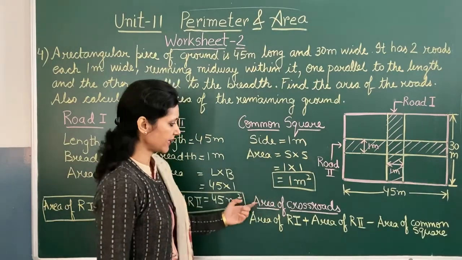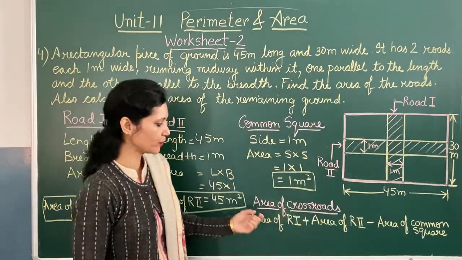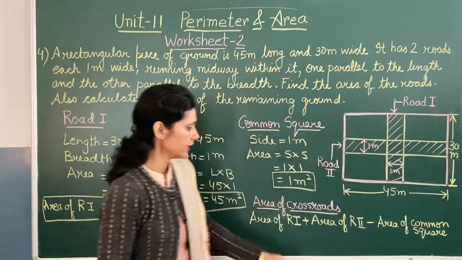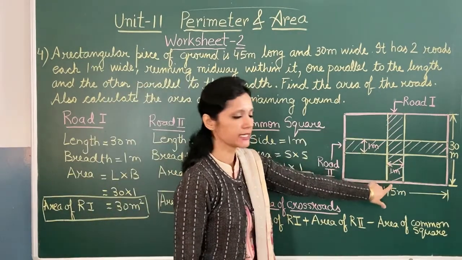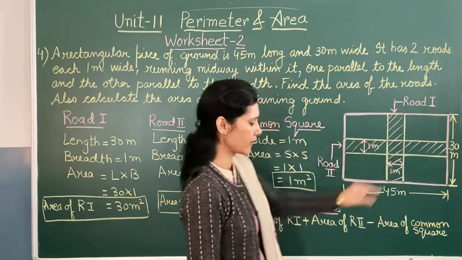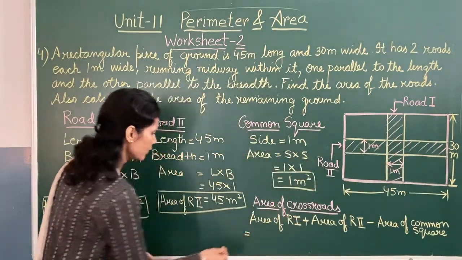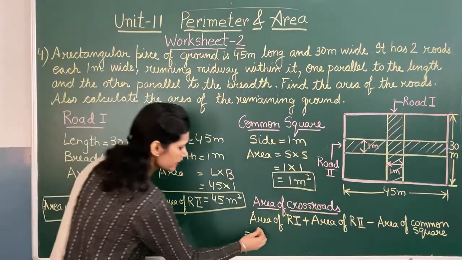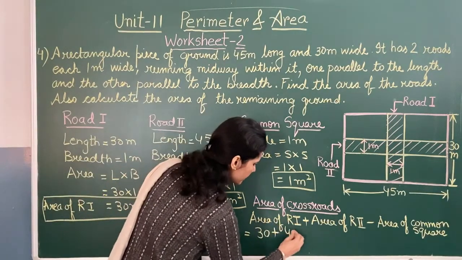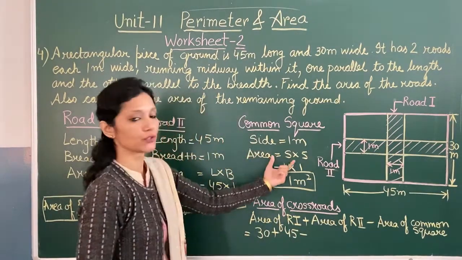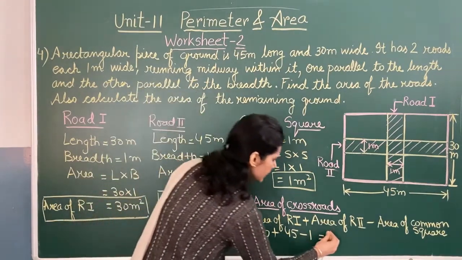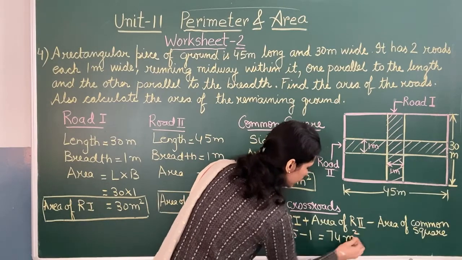Lastly we find out the area of the crossroads, and we know the formula that the area of crossroads, meaning these roads which are crossing each other, is equal to area of road 1 plus the area of road 2 minus the area of the common square. So let's substitute the values. Area of road 1 is 30 square meters plus area of road 2 is 45 square meters minus area of the common square is 1. So this comes out to be 74 square meters.